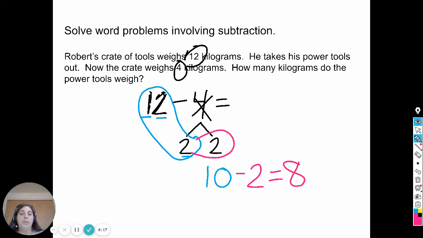How many kilograms do the power tools weigh? 8 kilograms.